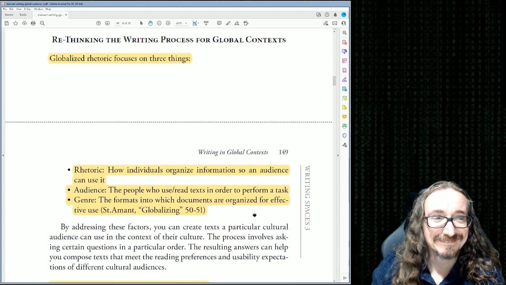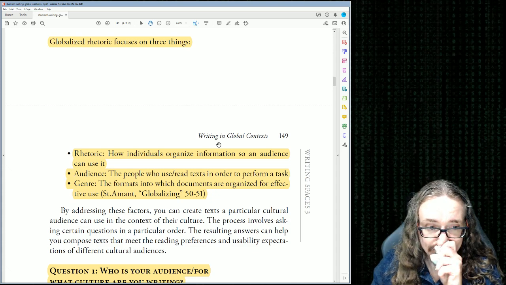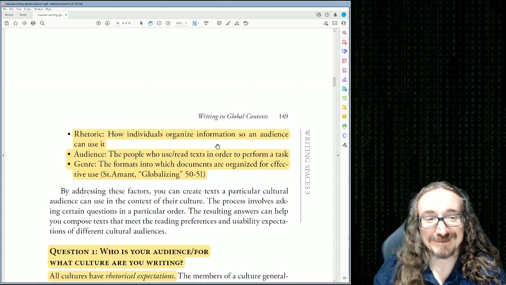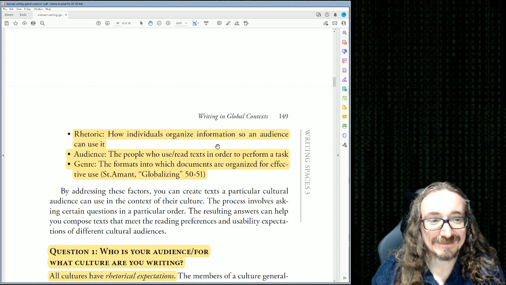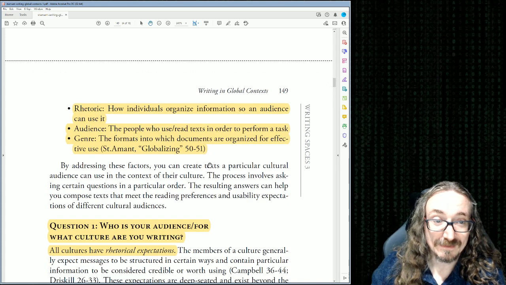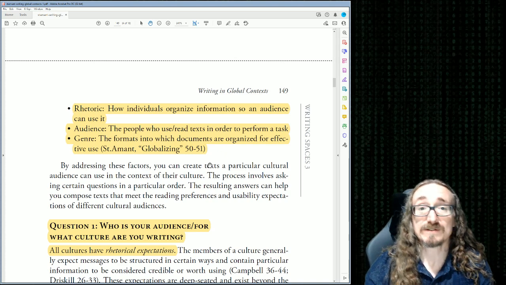So here's his definition, or here's what a globalized rhetoric focuses on. He says three things. One, rhetoric. This is an interesting definition of rhetoric, I thought. You notice it doesn't have the word persuasive in there, persuasion, nothing like that. It's just how individuals organize information so an audience can use it.